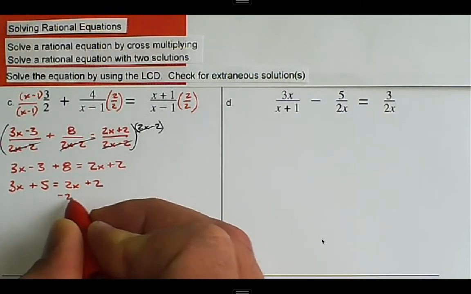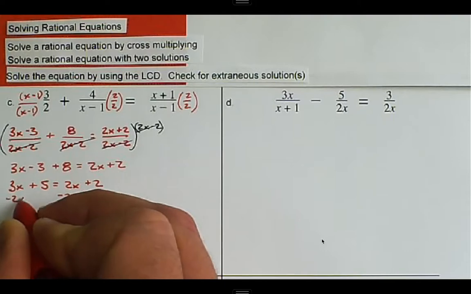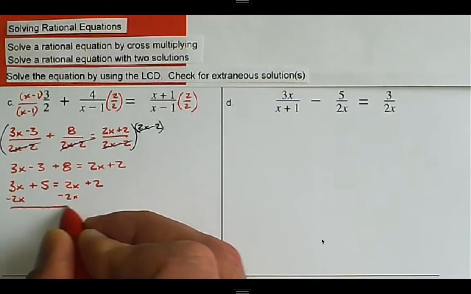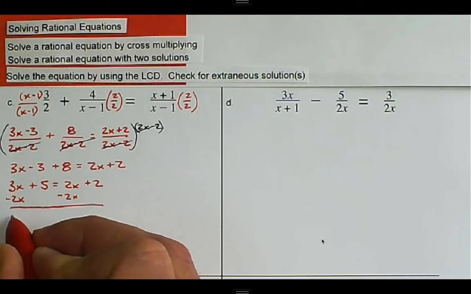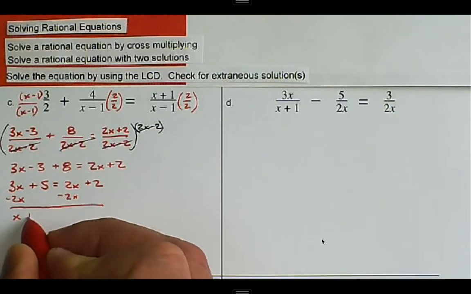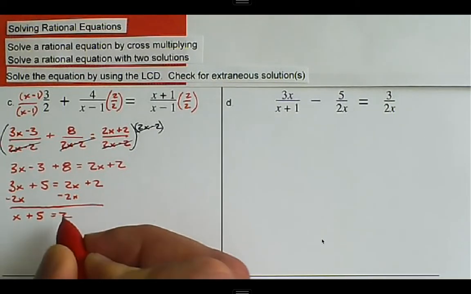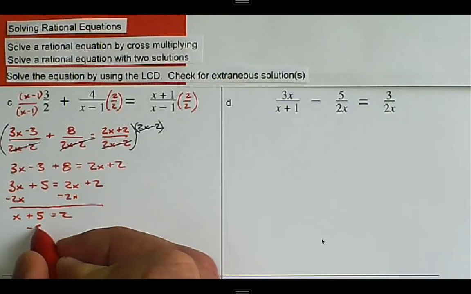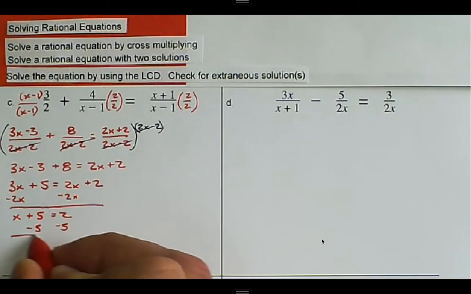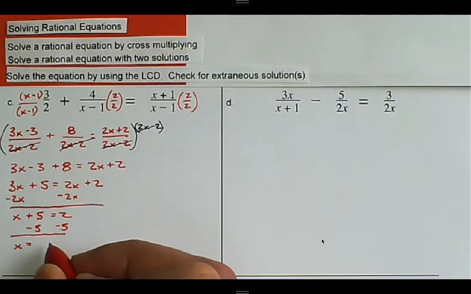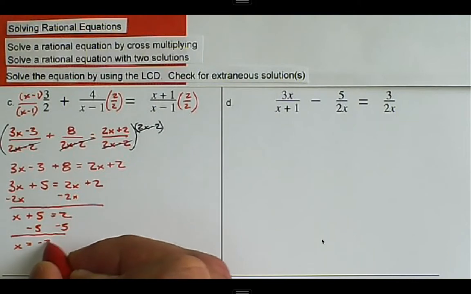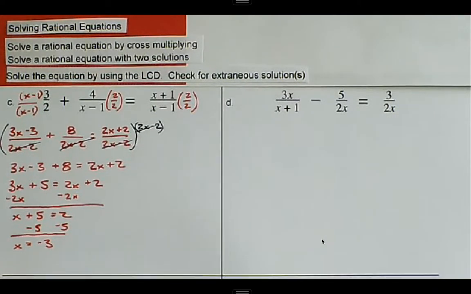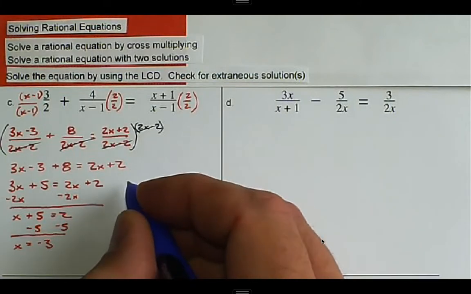Then we can subtract 2x, and we get x plus 5 equals 2. And then we can subtract 5, and we get x is equal to negative 3. Then the last step is we have to check for extraneous solutions. And we'll just have to substitute that into the equation.